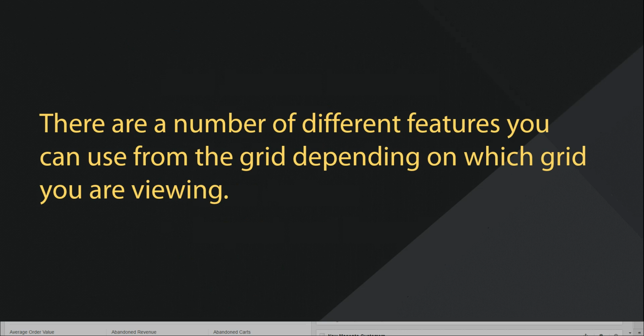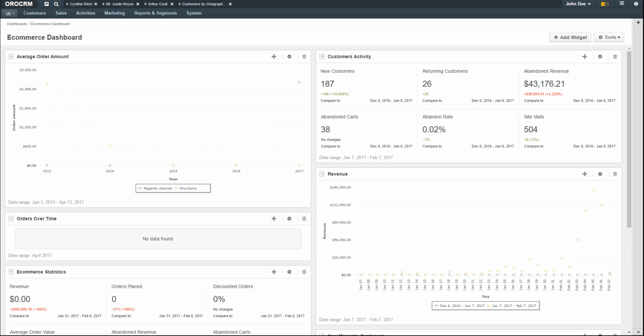There are a number of different features you can use from the grid depending on which grid you're viewing. We can demonstrate these features by navigating to any grid. For our demonstration, we'll navigate to the Customer menu and select Magento Customers.